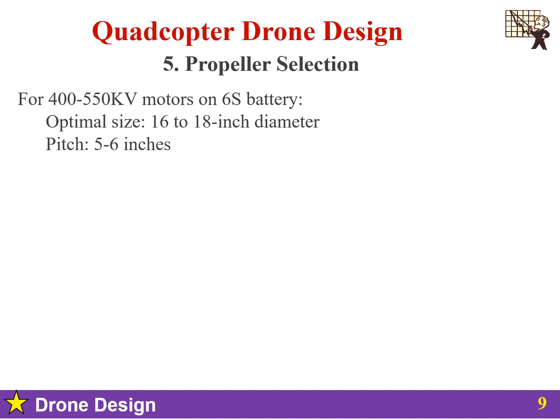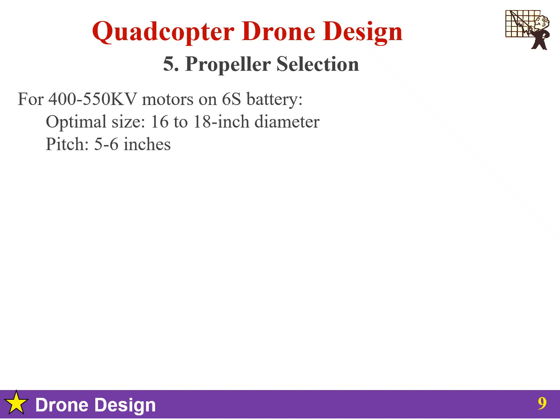For 400 to 550 kV motors on 6S battery, optimal size is 16 to 18 inches in diameter with 5 to 6 inches of pitch. These are serious propellers with significant aerodynamic complexity. Aerodynamic considerations. Tip speed limitations. At 16 to 18-inch diameter, propeller tips travel at high velocities.